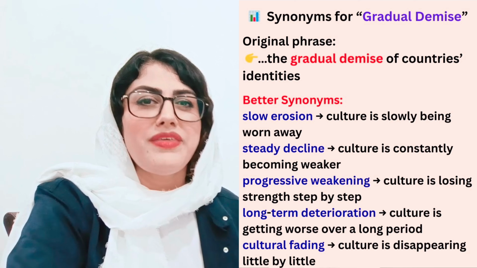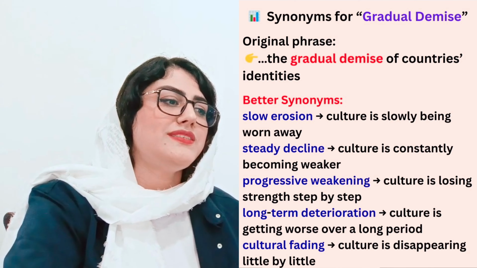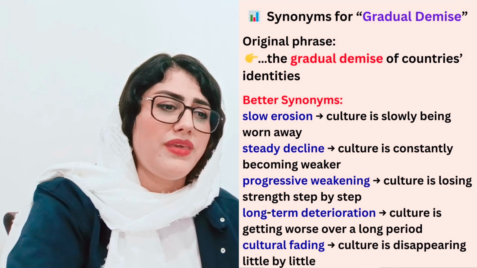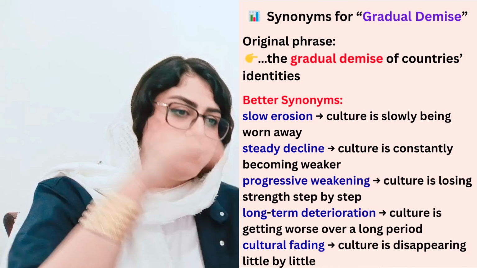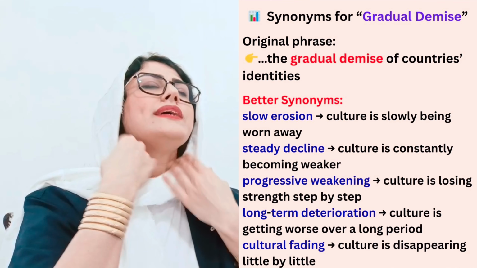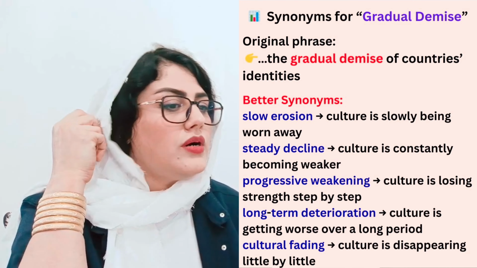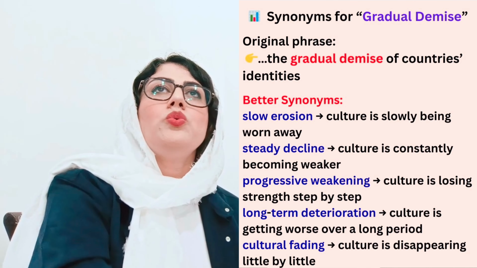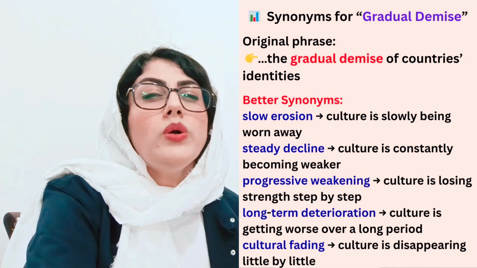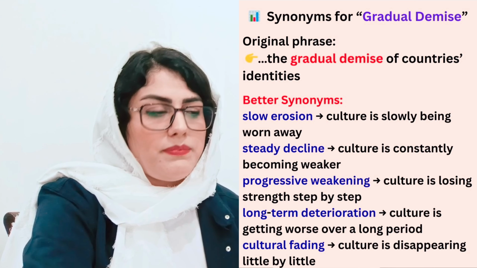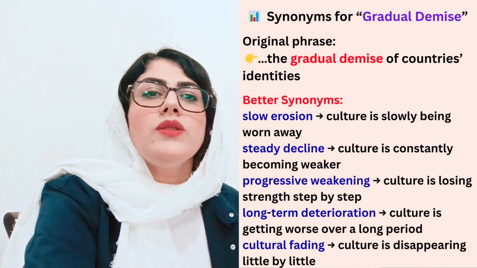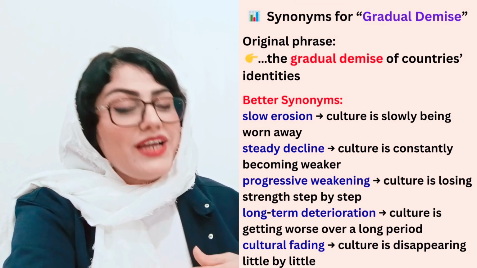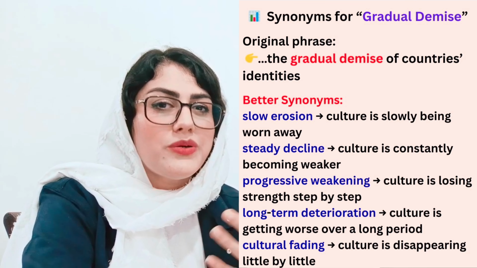Now let's take the phrase gradual demise. The death of a person, gradual demise, the process of making something worse or growing worse. It's already a strong expression, but IELTS examiners love variety. If you want to show culture is being worn away piece by piece, say slow erosion. Instead of gradual demise, you can say slow erosion.